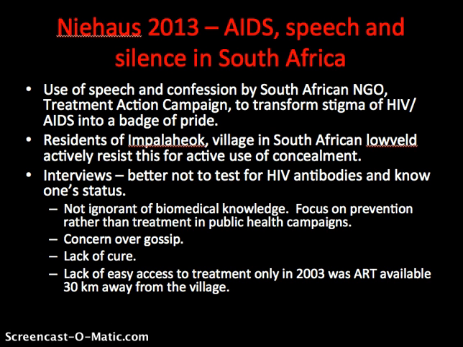Niehaus is interested in why this happens, and so he conducts interviews with 25 individuals within the community, and finds that many individuals note that it's better not to test for HIV antibodies and know one's status. There are a number of reasons for that. Individuals say things like they don't trust themselves, that they would potentially be dead if it was found out.